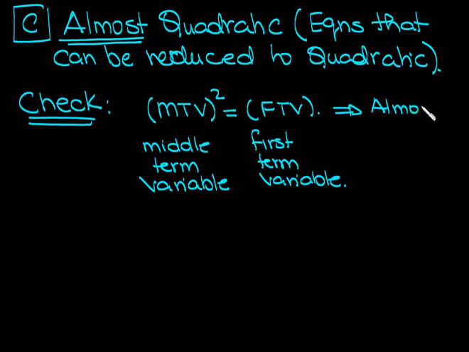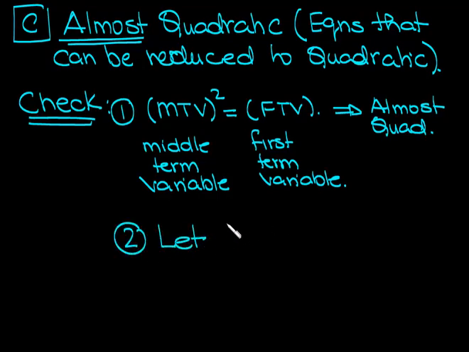So once we know it's almost quadratic, then we can make a substitution like I said. Okay, we make the following substitution. So we do this first, okay, then we do this. We create a new variable, I'll call it z. z is equal to the middle term variable. And that's it. So that's how we solve equations that are almost quadratic. So let's take a look at some examples, okay, and see how this method works.